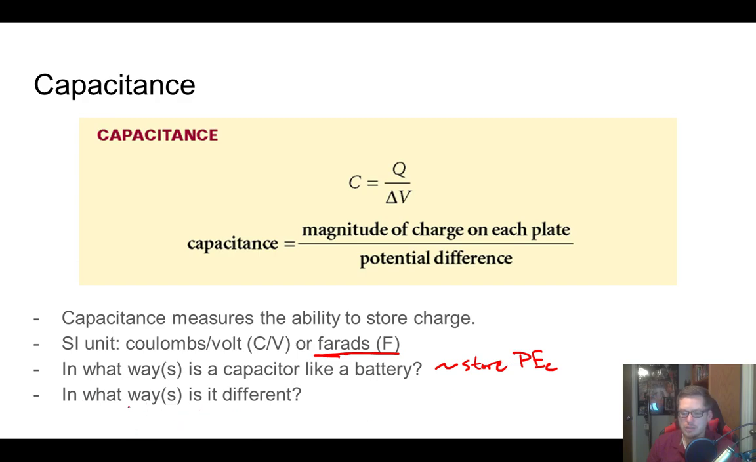Now the difference is that a battery stores it via chemical energy, like a AA battery or a 9-volt battery. These are just chemical reactions, redox reactions that are waiting to take place. They just need a place to send their electrons. By completing the circuit, we're allowing the electrons to travel. So batteries use chemical energy to store this electric potential energy, whereas a capacitor stores it just in the electric field. The energy is in the electric field.